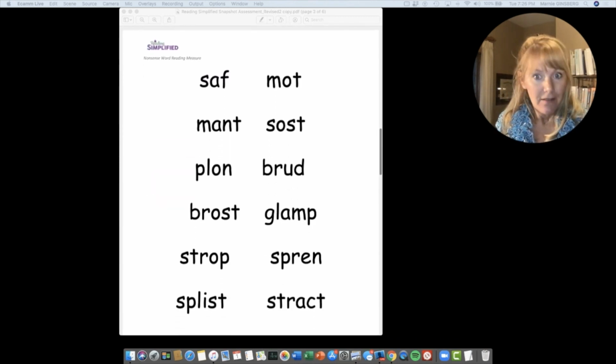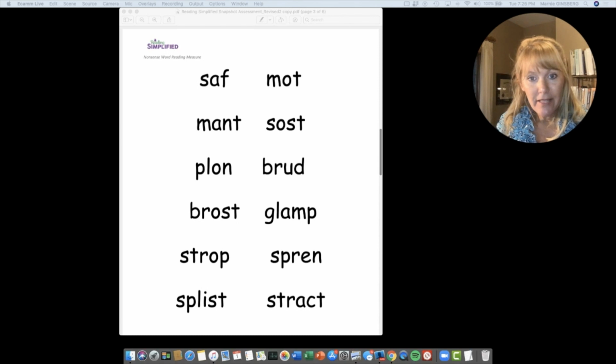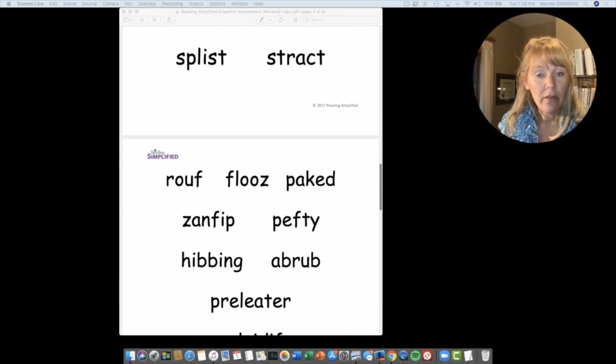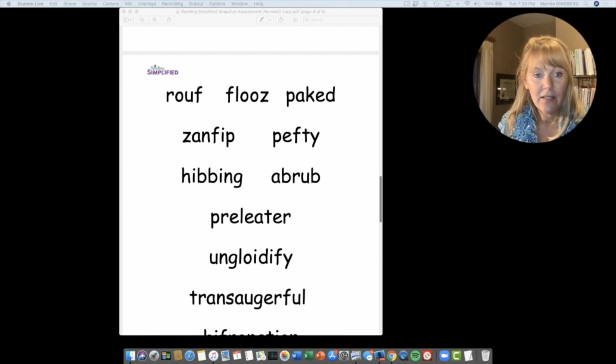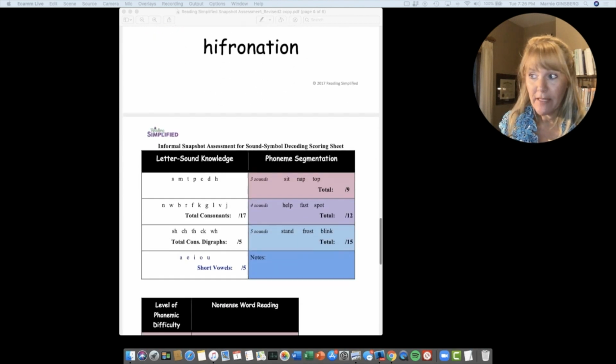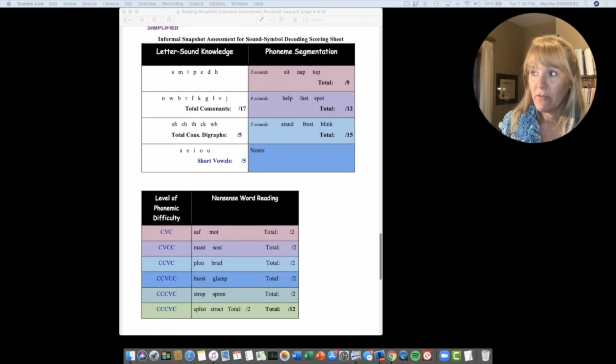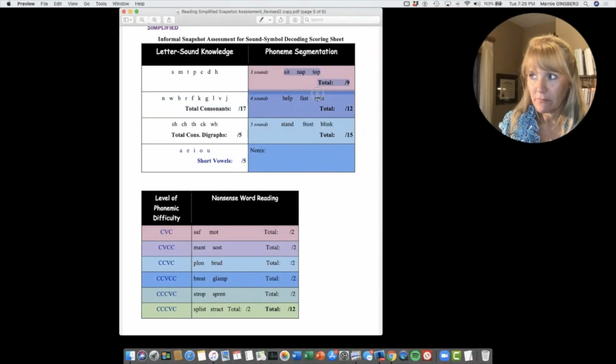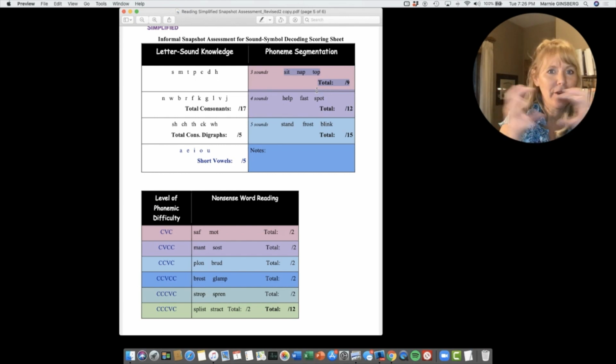Here are some nonsense words, saf, mott, and then it gets progressively harder. Notice it moves from 3 sounds to 4 sounds, and then to 5 sounds, and then even to words with advanced phonics like flues or paked, and even multisyllable words. So that will give you a lot of information, and here's just how to score it. Over here is the phoneme segmentation test. Sit. What are the sounds in sit? Sally, can you tell me what the sounds are in nap? Just see if she can pull it apart.